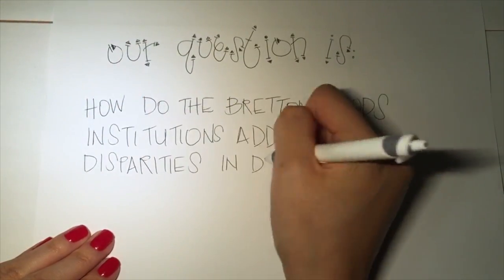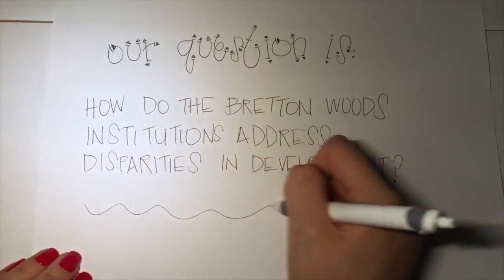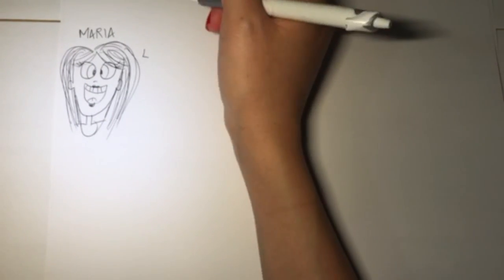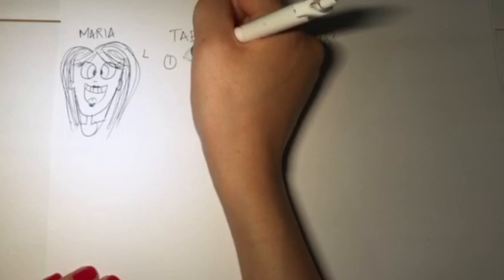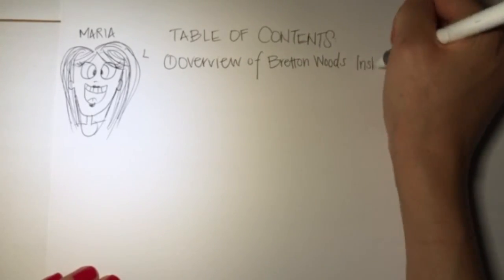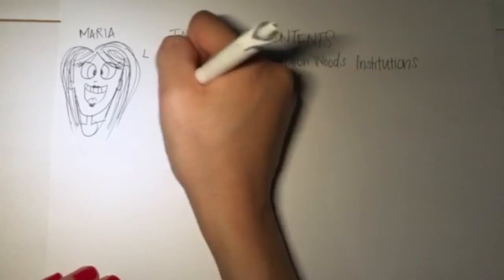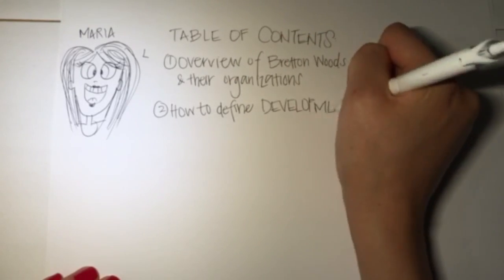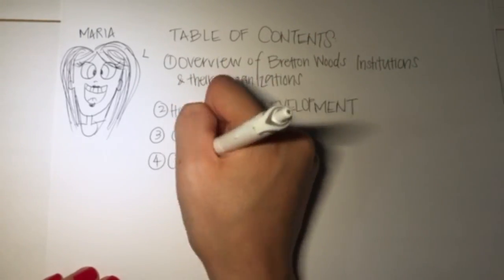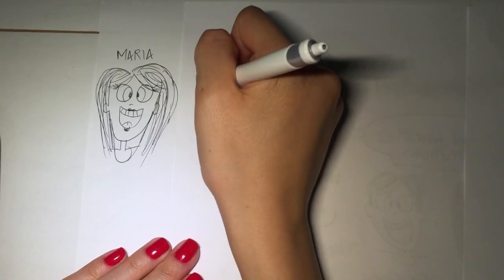So, Maria, would you like to take over and tell us a little more on the introduction and what we're going to cover today specifically? Absolutely. Thank you very much, Greg. In today's presentation, we are going to discuss: 1. Overview of Bretton Woods and the organizations included within. 2. How to define development. 3. Case studies. And 4. We will finally tie everything together in our conclusion.